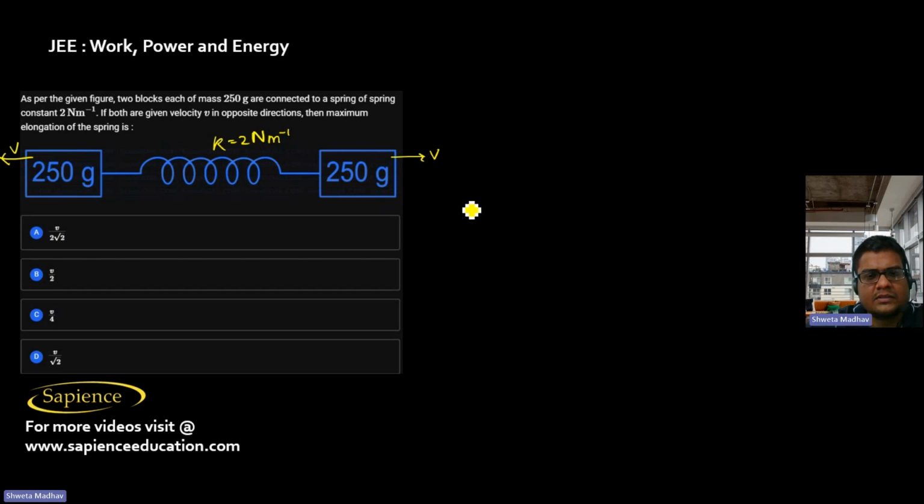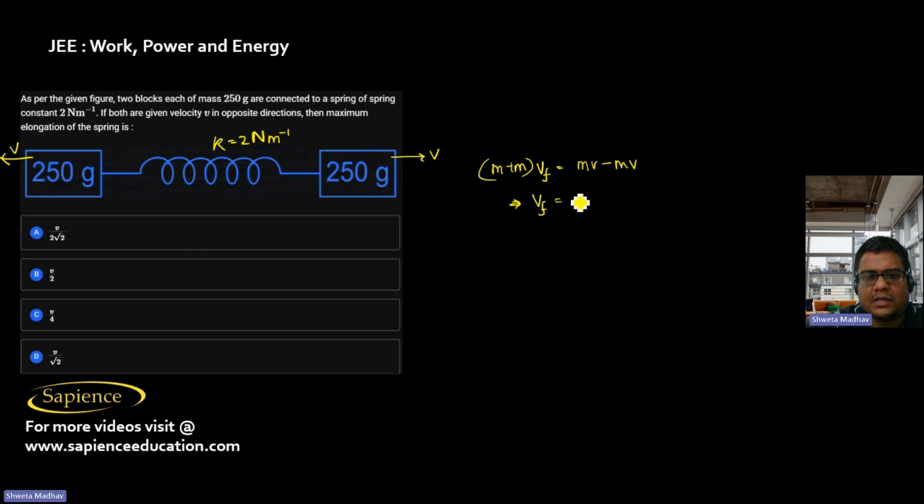So here we can say that when there is maximum elongation, they should have a common velocity. So I will write m plus m into v dash, or v final, that will be equal to mv minus mv, since v and minus v are their initial velocities. Here we are applying the conservation of momentum.